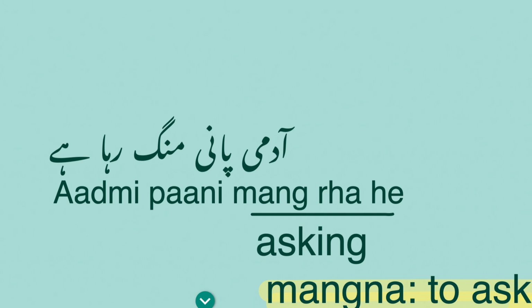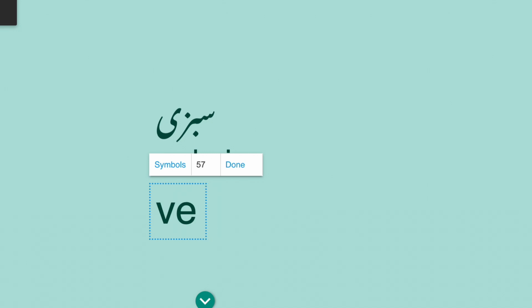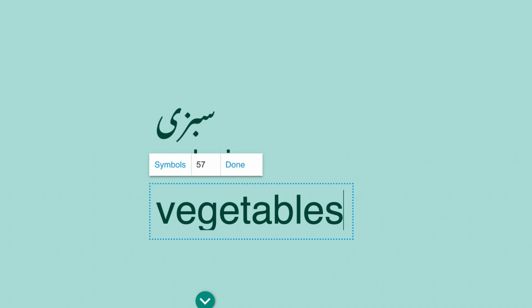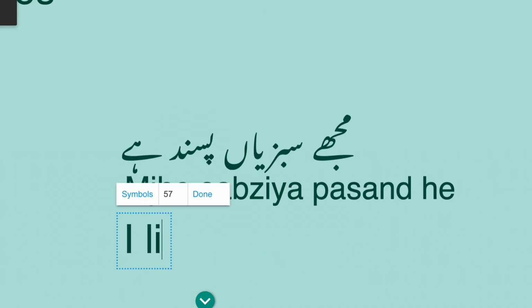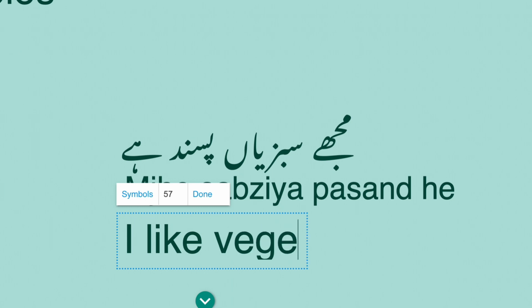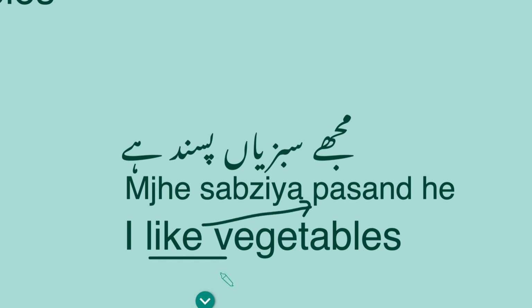The next one is sabzi. Sabzi is vegetable. मुझे सब्जियां पसंद है. I like vegetables. The sabziyan, the vegetables are liked by me or appealing to me.